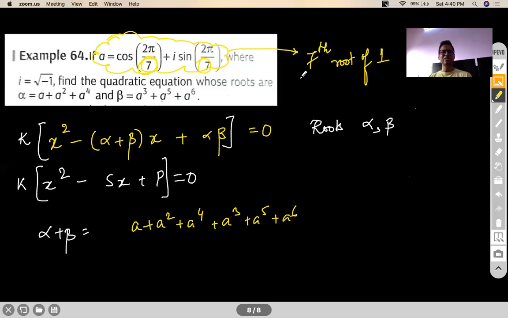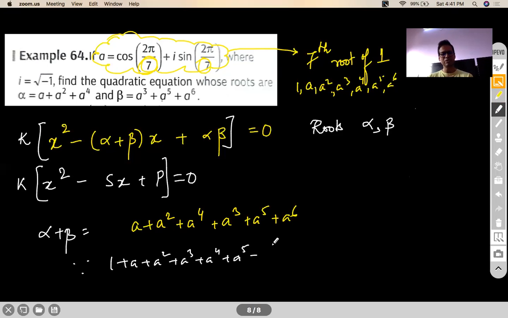So all the 7 roots will be 1, a, a square, a cube, a4, a5, a6, isn't it? And we also have seen a little while ago that the sum of the nth roots of unity, n being any positive integer, is going to give you 0, right? So because 1 plus a plus a square plus a cube plus a4 plus a5 plus a6 is equal to 0, can I say this term will actually be minus 1?